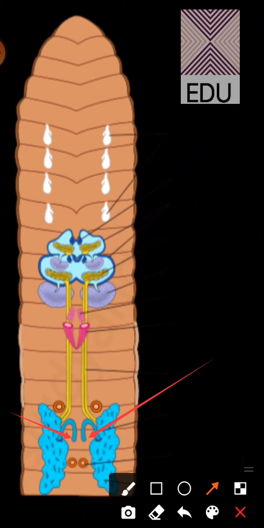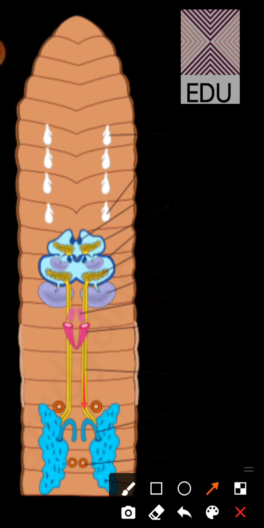So these are the tubes. These tubes are called the common spermatic and prostatic ducts. So this is a spermatic duct, and this is a prostatic duct. Both are joining together.